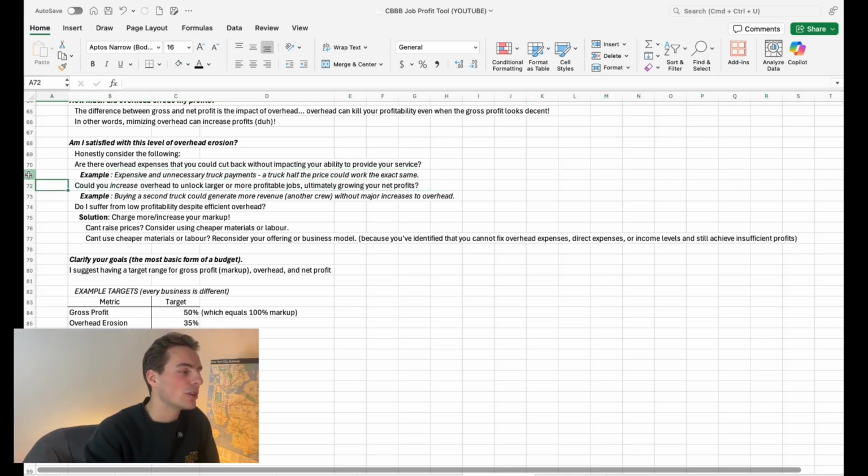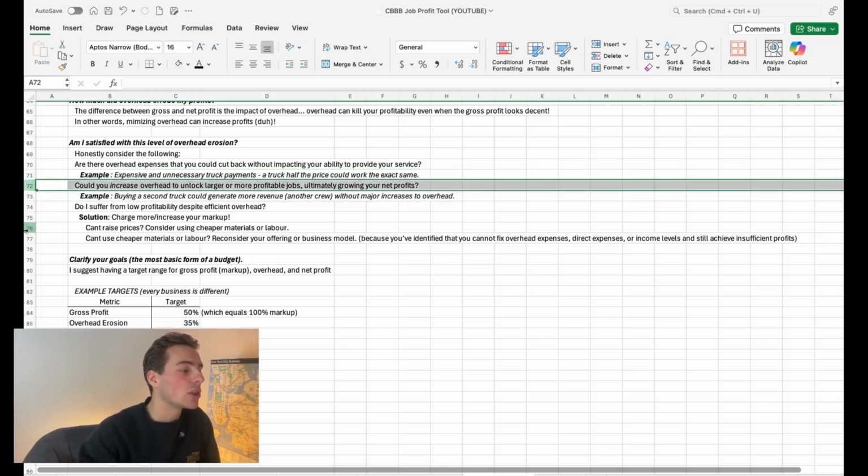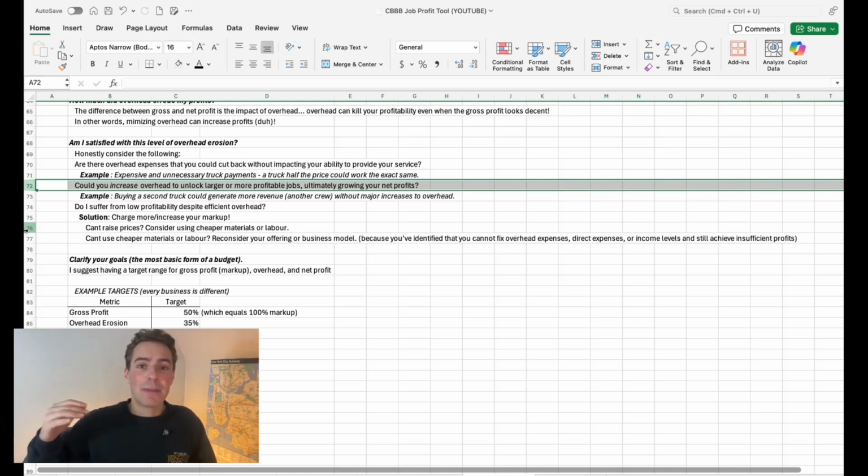The next one, could you increase your overhead to unlock larger or more profitable jobs? So again, with the truck example, maybe you can buy another truck that increases your overhead, but that allows you to get a second crew running around, generating maybe twice the revenue or just under twice, like double the revenue, just for the incremental cost of another truck. So that's a little expense that can go a long way in generating a lot more revenue for you.